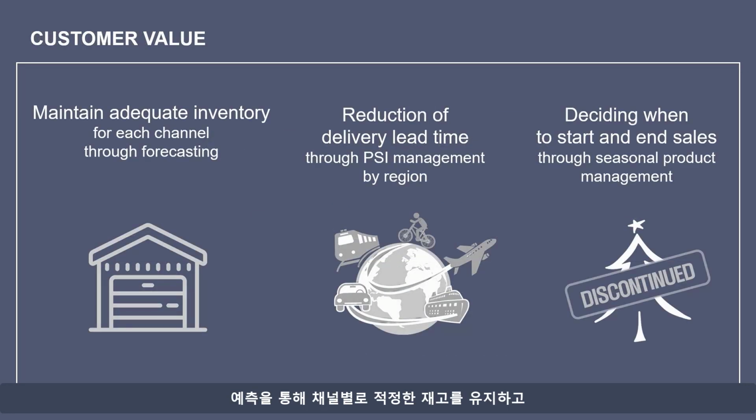Proper inventory for each channel can be maintained through prediction, and delivery lead time can be reduced through purchase, sales, and inventory management by region. In addition, seasonal product management allows you to determine when to open and close sales.